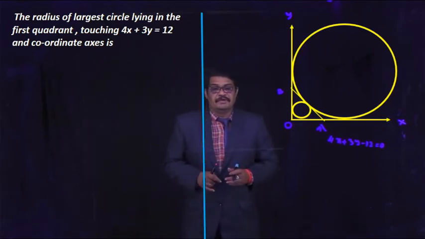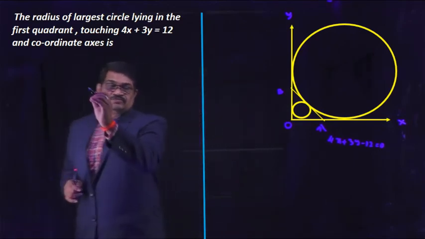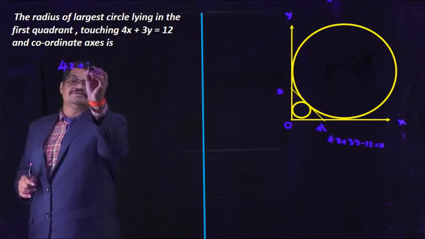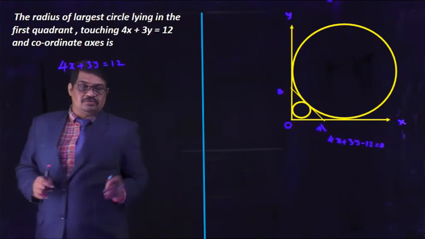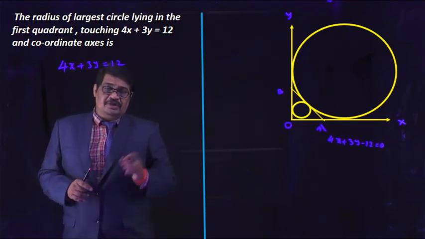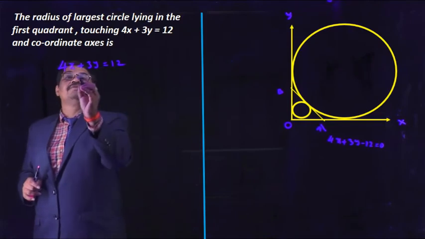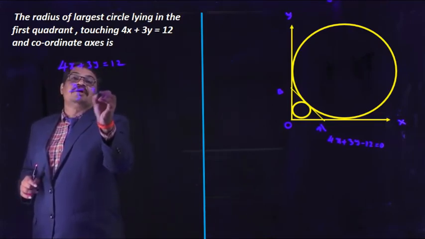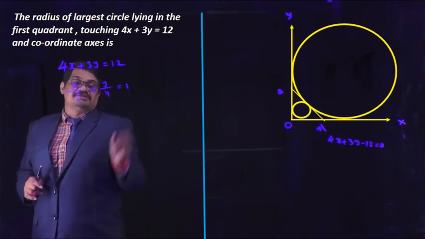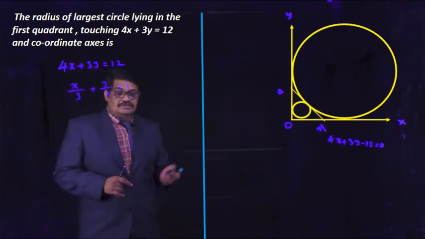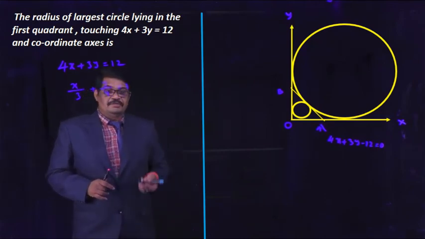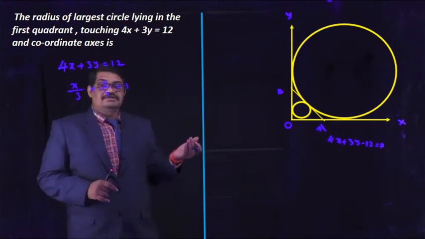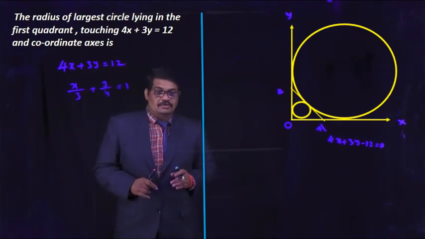So what is the given line here? See the solution. The given line is 4x plus 3y is equal to 12. Now we write the intercept form. Dividing by 12, we get x by 3 plus y by 4 is equal to 1. So the coordinates of A are 3, 0 and the coordinates of B are 0, 4. These are the intercept points.